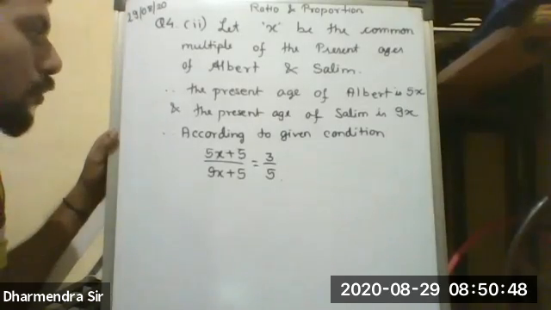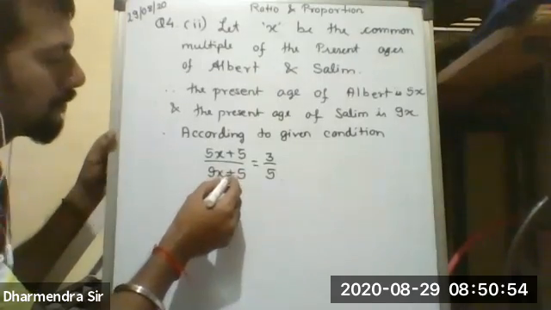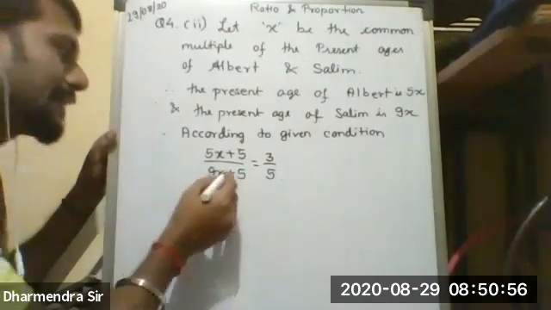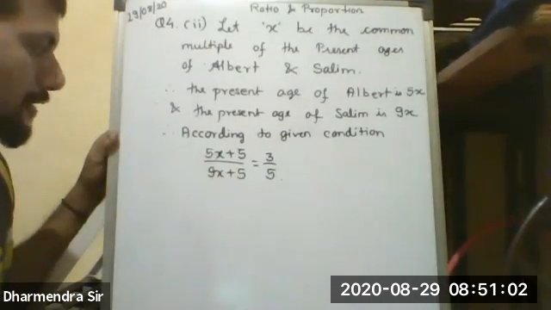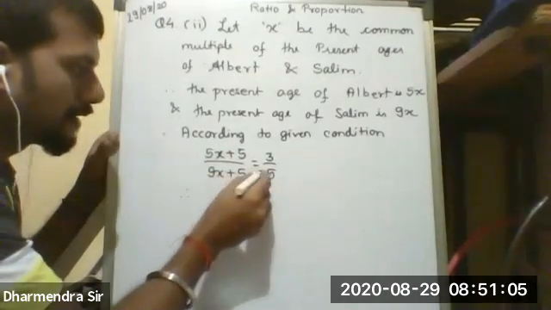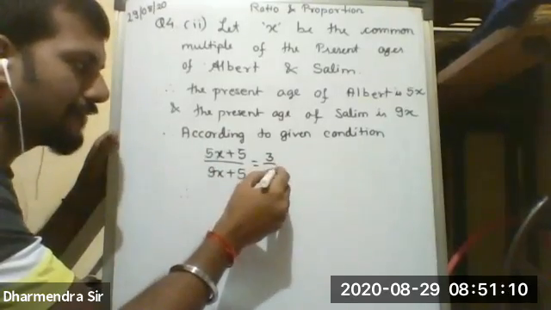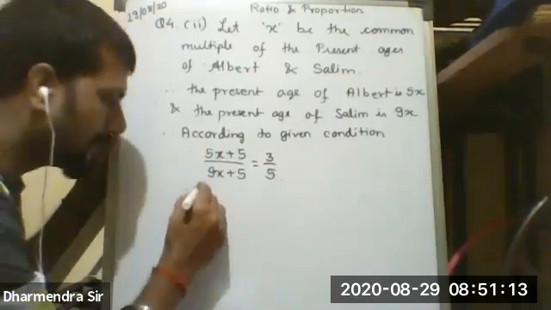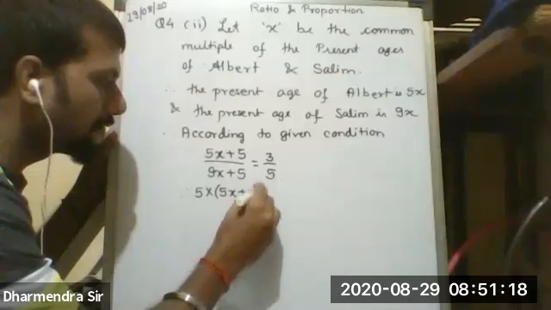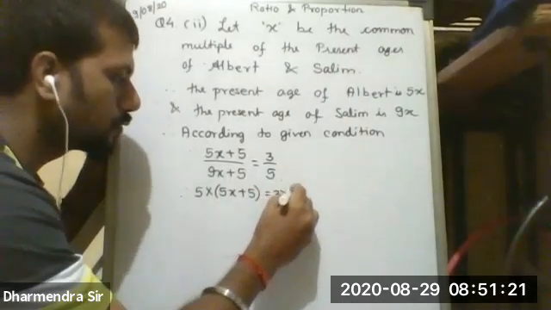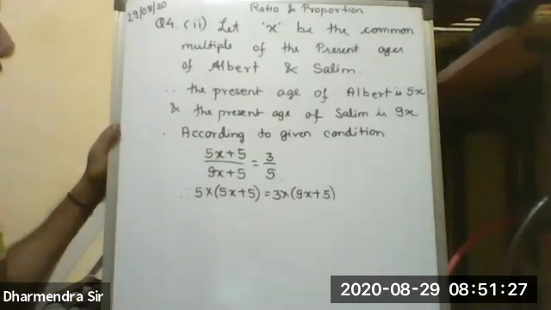So now what we will do, we know the rule that a term which is in the form of division on one side, when we take that term to the other side, takes the form of multiplication. So here we are having 5 in the denominator on the right hand side. Taking it to the left hand side, it will take the form of multiplication. 5 into (5x plus 5) is equal to 3 into (9x plus 5). Hope this step is clear.